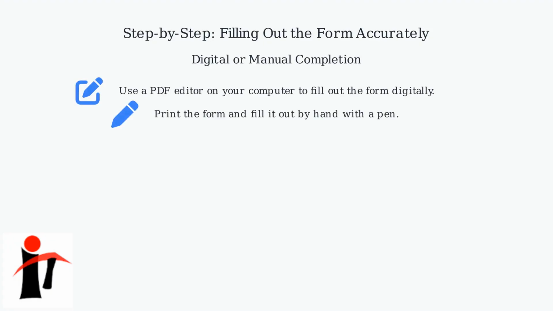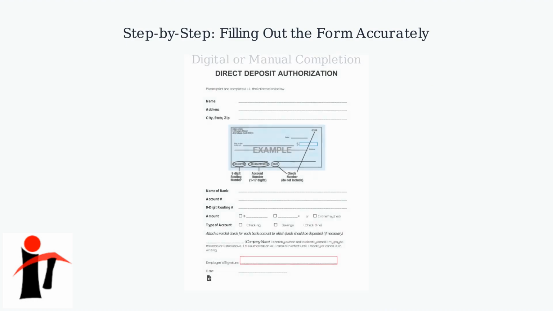Filling out the TD Bank Direct Deposit form accurately ensures your deposits process smoothly. You can complete it digitally using a PDF editor on your computer, or print it and fill it out manually with a pen. Make sure to accurately provide all required fields, including your name, address, account number, and routing number. These are essential for the deposit to reach your account.